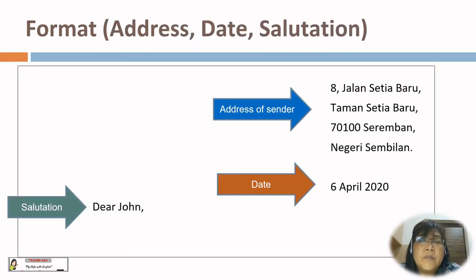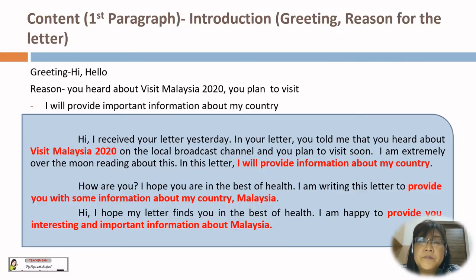Okay, let's look at the format. We have, first of all, address of sender, 8 Jalan Setia Baru, Taman Setia Baru, 70100, Seremban Negeri Sembilan. And you have the date, 6 April 2020. So remember, for April, you have to spell in full. And then you have the salutation, Dear John.